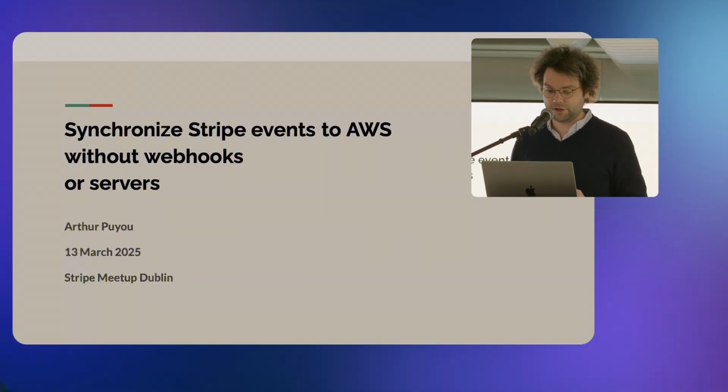If you remember in Cecil's talk, we're not going to use webhooks. We're going to use Amazon EventBridge, and also we're not going to use servers, so no Kubernetes. It's kind of the other side of the talk, so it's pretty cool that they reflect between each other.